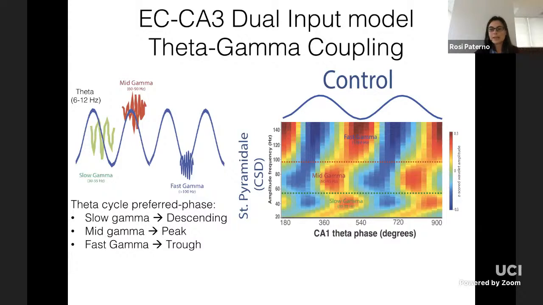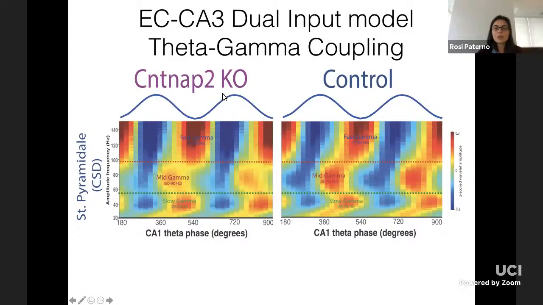When we compare our findings here with CNAP2, we can see that the three frequency bands, slow, mid, and fast gamma, have the same distribution and the same theta phase preference: slow gamma at the descending phase, mid gamma at the peak, and fast gamma at the trough. However, we can see by eye that the mid gamma modulation is reduced compared to control animals.